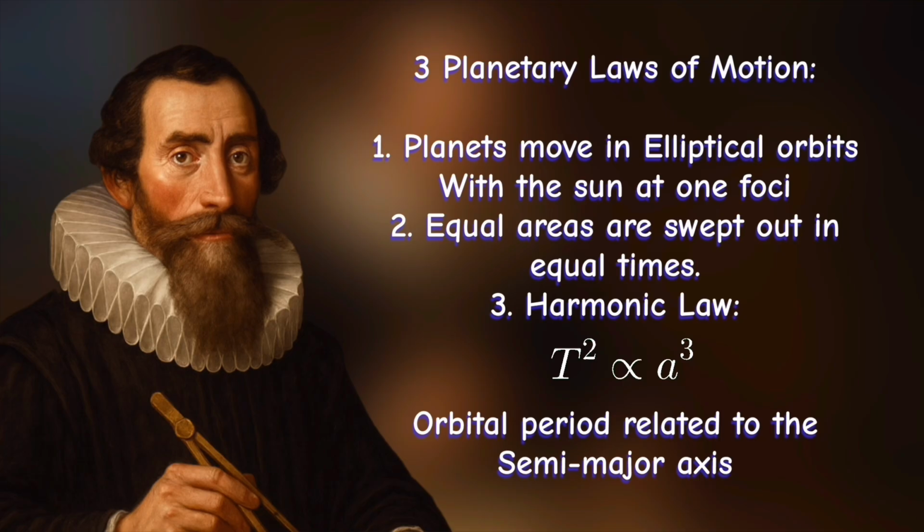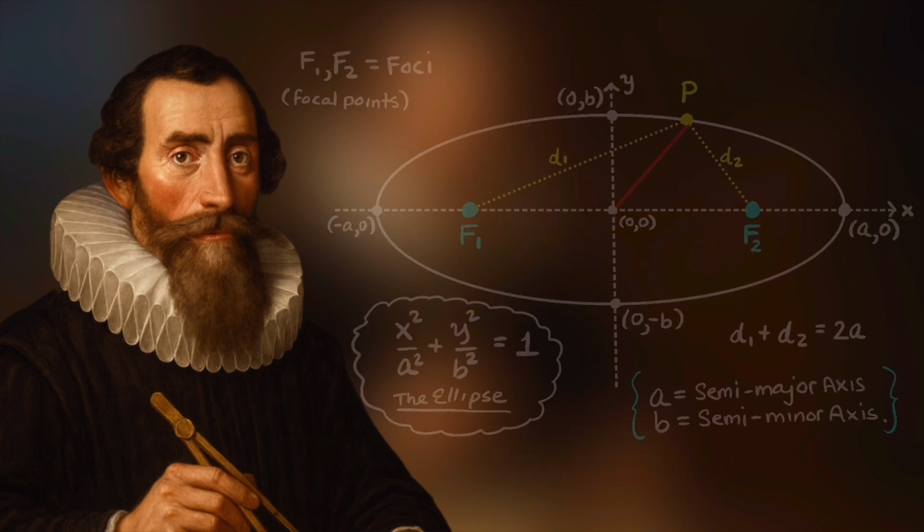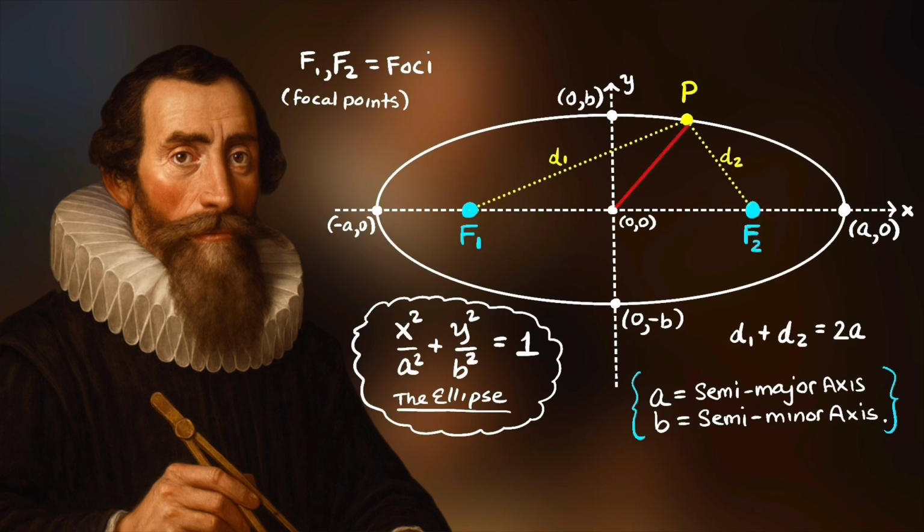Equal areas are swept out in equal times, and the harmonic law connects the orbital periods. And here is the geometry of the ellipse, which was something that the ancient Greeks already knew something about. Algebraically, the ellipse satisfies the equation x squared over a squared plus y squared over b squared equals 1, and a and b are the semi-major axis and the semi-minor axis.